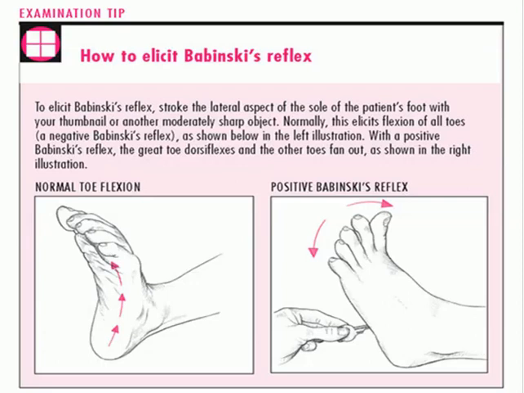How to elicit Babinski's reflex? To elicit Babinski's reflex, stroke the lateral aspect of the sole of the patient's foot with your thumbnail or another moderately sharp object. Normally, this elicits flexion of all toes. It is demonstrated as a negative Babinski's reflex as shown in the left illustration. With a positive Babinski's reflex, the great toe dorsiflexes and the other toes fan out as shown in the right illustration.